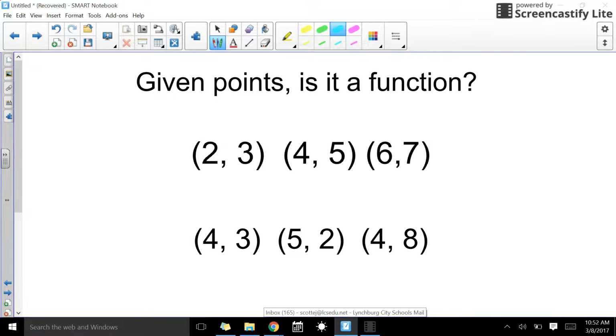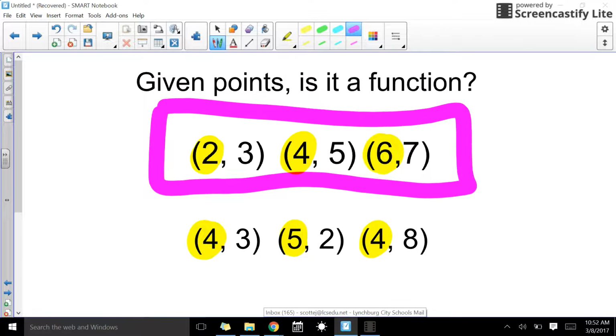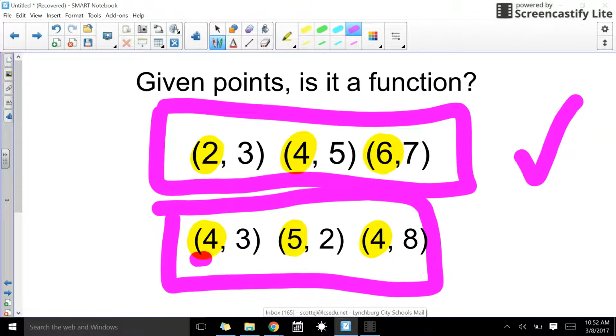Now we need to look at when we're given points, determining if it's a function. Remember, if they have repeating x values, here are my x values, right? If it has repeating x values, it cannot be a function. So when we look at this one, my x values are 2, 4, and 6. This is a function. When I look at this right here, I see that I have a 4 here and a 4 here. This cannot be a function because it has repeating x values.